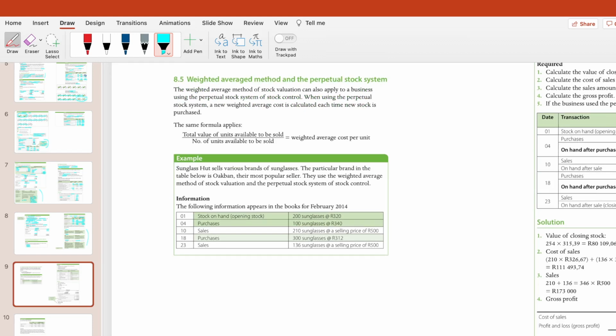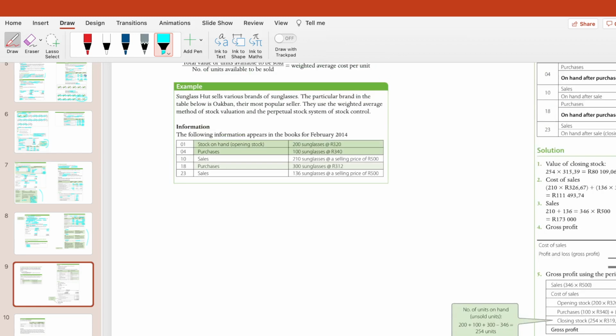Now, here's our example. We have the Sunglass Hut, and we see that in February, the stock on hand in the beginning was 200 sunglasses at 320 rand. They purchased 100 sunglasses at 340 rand. The sales were 210 sunglasses at a selling price of 500 rand. They purchased on the 18th 300 sunglasses at a price of 312. The sales on the 23rd were 136 sunglasses at a selling price of 500 rand.